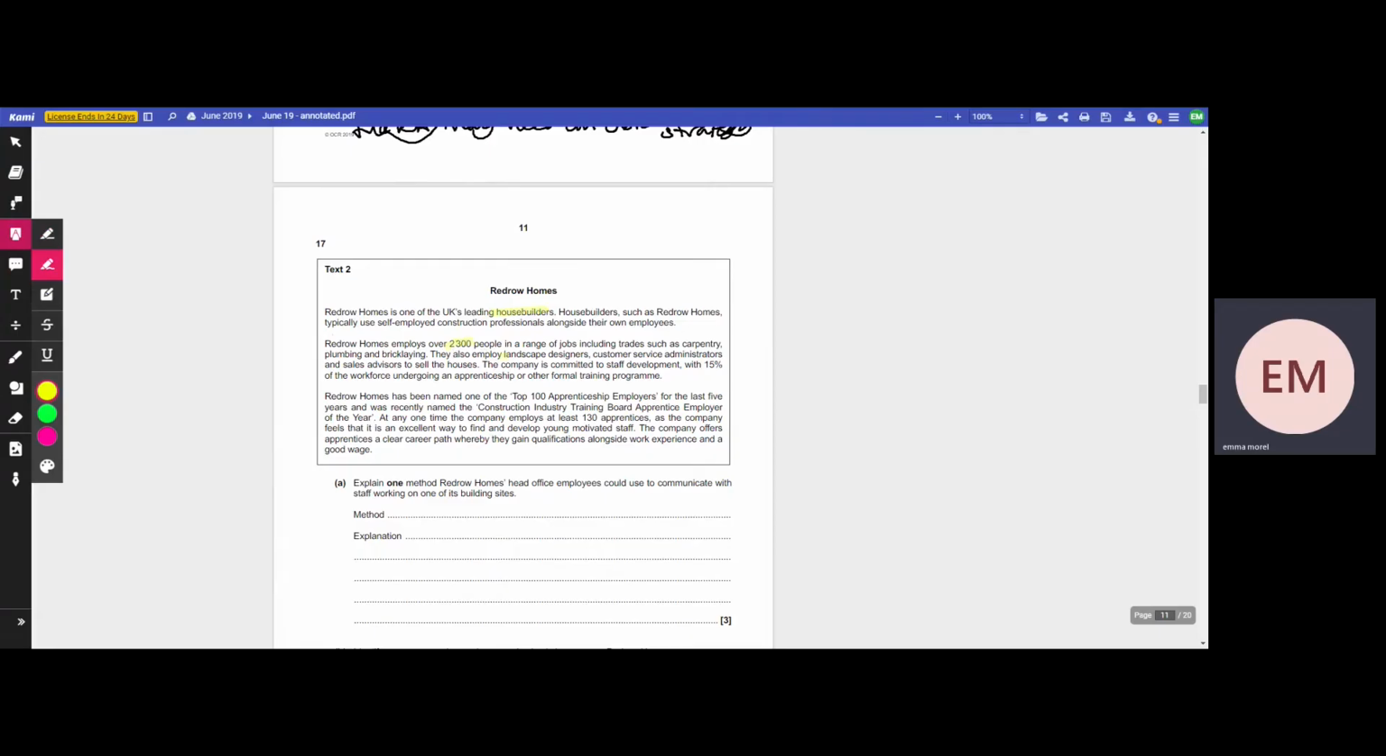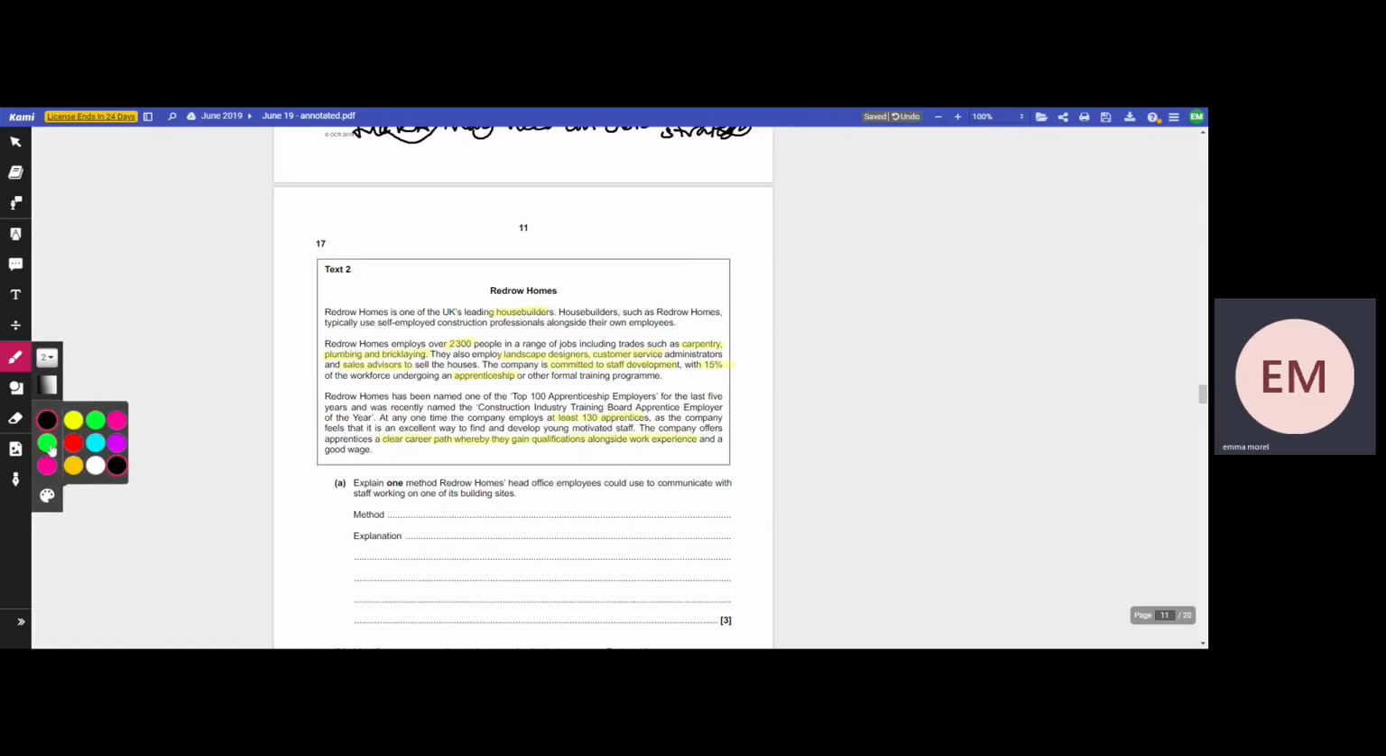Application. We've also got lots of examples here of who they're employing. So carpenters, plumbers, bricklayers, I'm sure we can all relate to what they do. Sales advisors to sell the houses, committed to staff development, got 15% of people on an apprenticeship. It's been named, so it's obviously a good place to work. At any one time, the company employs at least 130 apprentices. We've got a lot of apprentices on the books. They find it's an excellent way to find and develop young, motivated staff. The company offers apprentices a clear career path whereby they gain qualifications alongside work experience. So in case you'd forgotten what an apprenticeship is, it's given you a really nice description there.